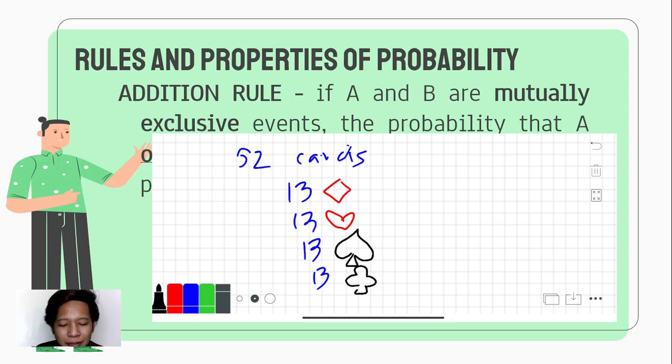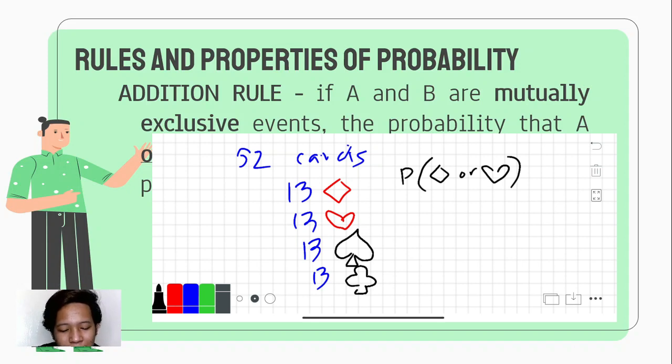Now, let's say for example we are getting the probability of getting a diamond or a heart. Okay, 'di ba? Hindi siya pwedeng magsabay. Okay, so what is the probability of getting a diamond? How many diamond cards do we have in the deck?